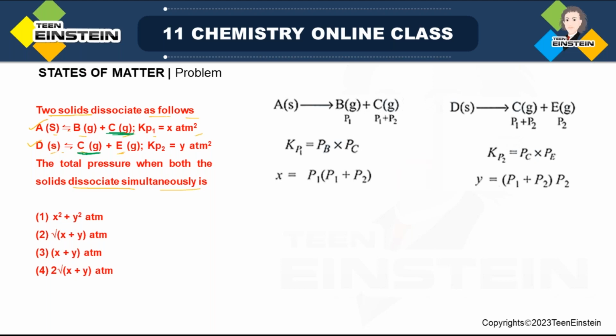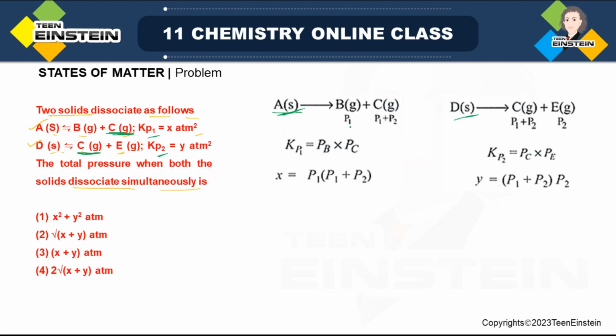So first write these two equations. Suppose here we have a solid on the left-hand side, and we are talking about Kp values. So you don't have to bother about A, because it is not a gas. Its term will not be present in the expression of Kp. Only gaseous substances will appear in Kp. So ignore these two.